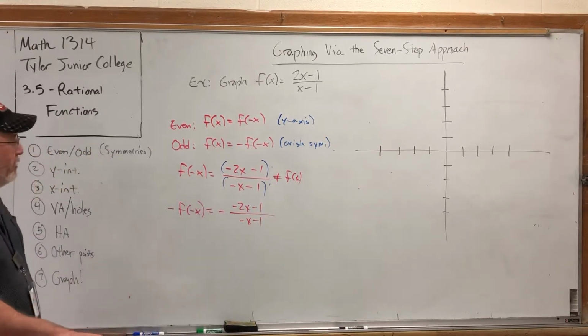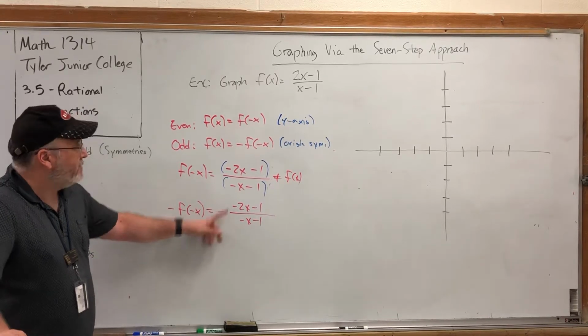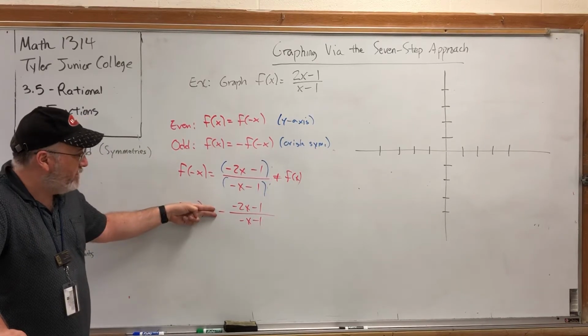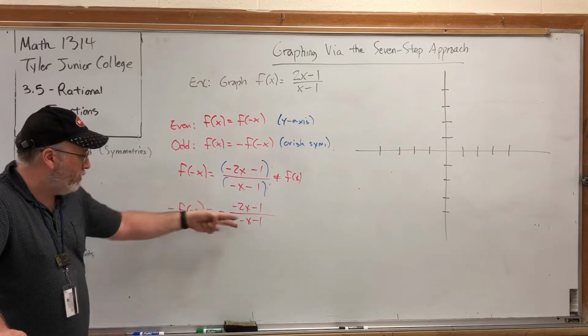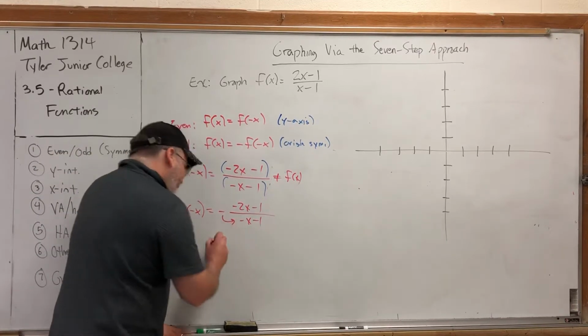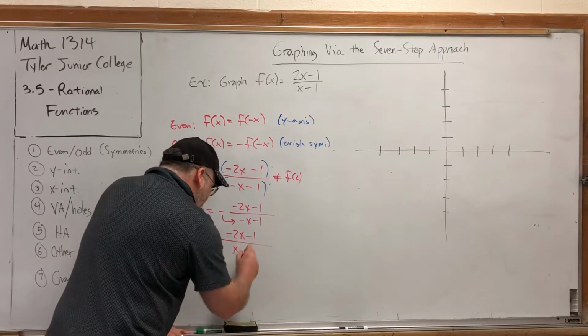Again, can we make this look like the original function? Well, first we got to do something with this negative, because the original doesn't have one in front. If you have a negative in front of a fraction, you can either put it on the top and distribute or put it on the bottom and distribute. Let's just say that we choose to put it on the bottom and distribute. We get negative 2x minus 1 on the top, but we get x plus 1 on the bottom.